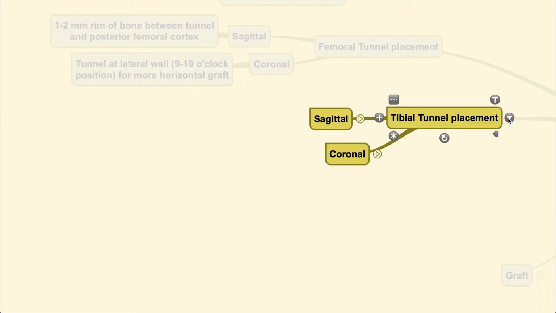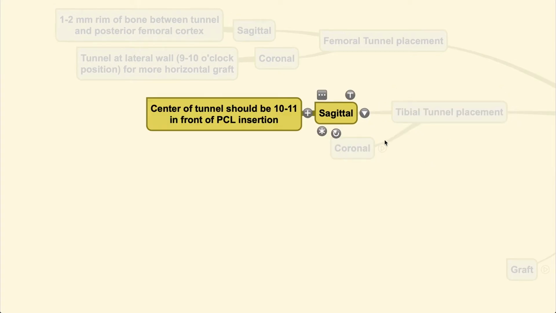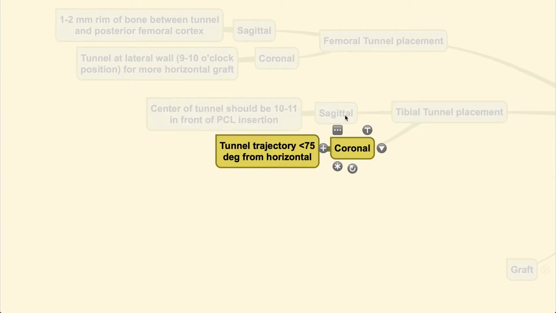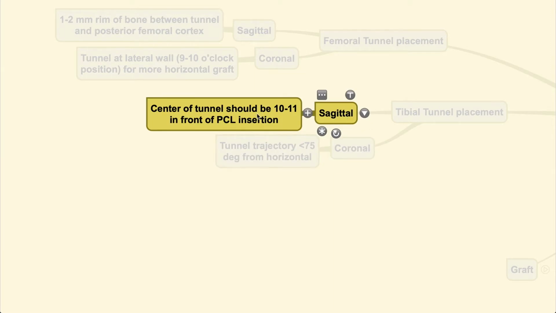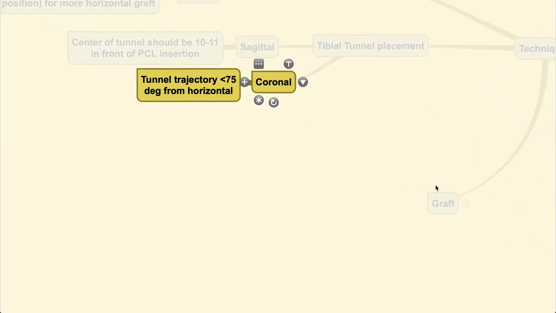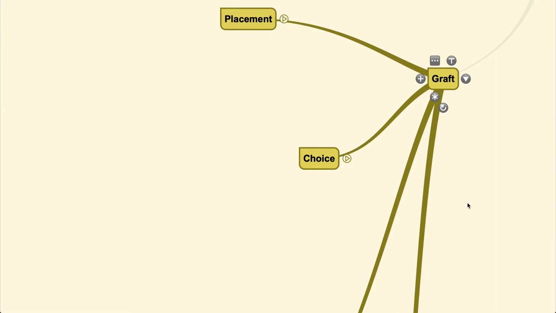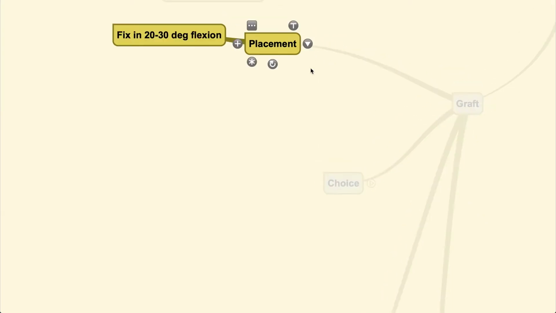The same thing goes for tibial tunnel placement. In the sagittal plane, it should be placed around 10 to 11 millimeters in front of the PCL insertion, and it should also be around 75 degrees from the horizontal plane. Now, a lot of you may ask, what is going to be used to replace your ACL? Actually, let's go first from the placement.